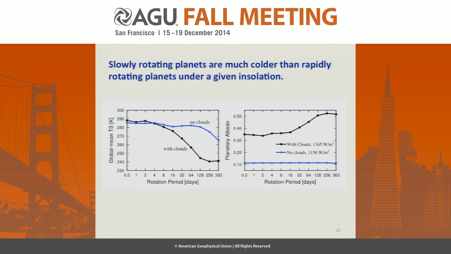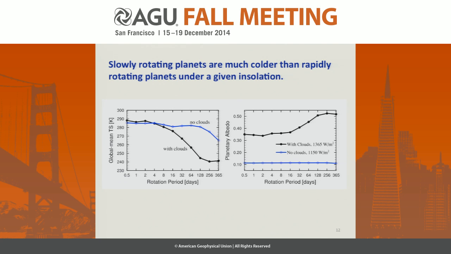The left panel shows that as you increase the rotation period, the surface temperature decreases. But if you turn off the clouds in the model, you find that the surface temperature is nearly independent of the rotation period. As long as the planet is rotating very slowly, the radiative effect also acts to cool the planet. So this figure shows that slow rotating planets are much cooler than rapid rotating planets.